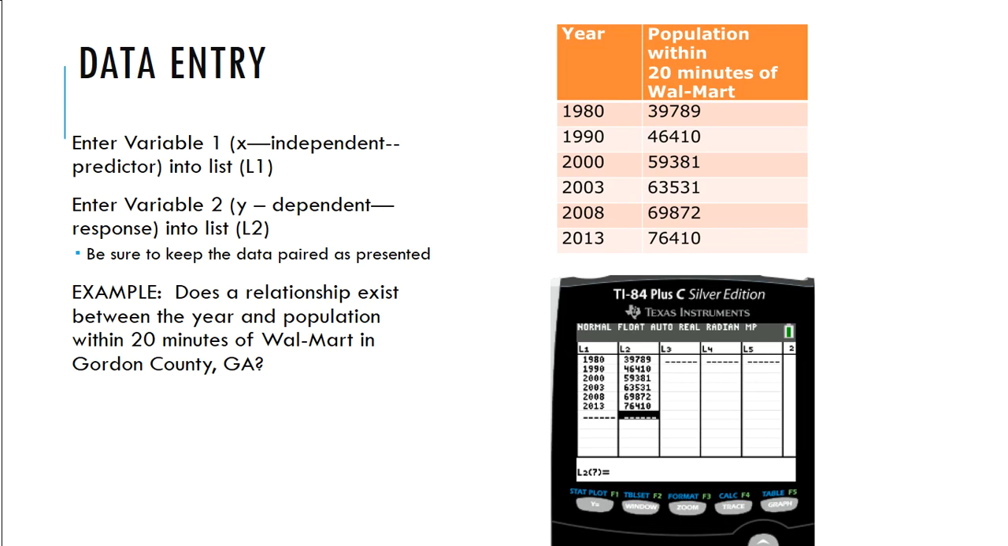Okay, so let's look at how to put this in our calculator. You're going to go to stat, and then you're going to enter your x values in L1, and then your y values in L2. So this is what we're seeing: does a relationship exist between the year and the population within 20 minutes of Walmart in Gordon County? We see 1980, 1990, 2000, 2003, 2008, 2013, and you see the populations here.